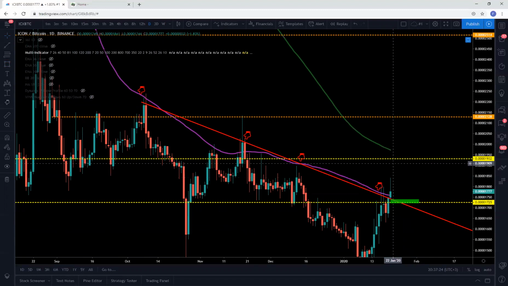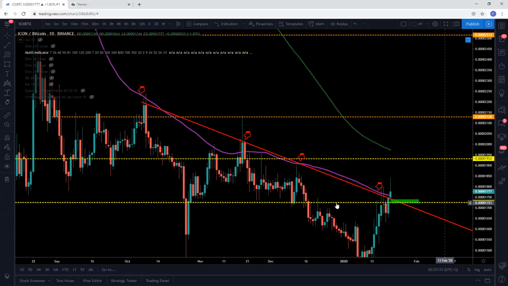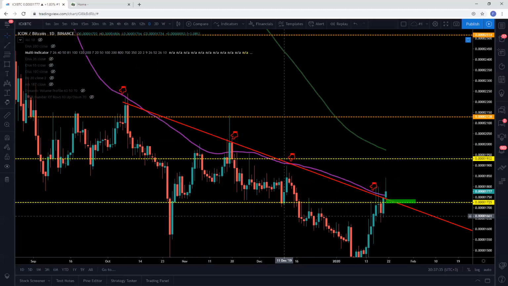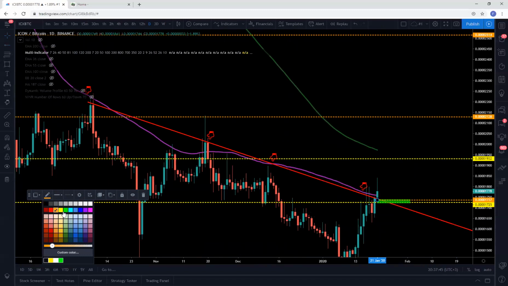Till the moment I don't see a strong entry, a strong full body candle like this. I don't see a full body candle like this. So I will be aiming at the downtrend and the weekly level. So this is a good entry for me. It is around, let's draw it down, between this level and this level. Let me use the green line for my entry.